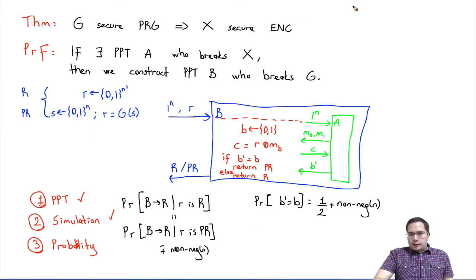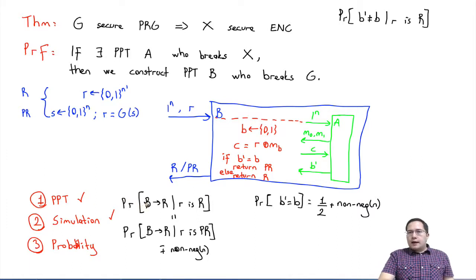Now, when you think about it, when would B output random? So take this probability, okay? B outputs random if this bit here, B prime, is not equal to B, okay? So this whole thing is the same as saying that B prime is not equal to B, given that R is a random value. So this is the same as this probability here.